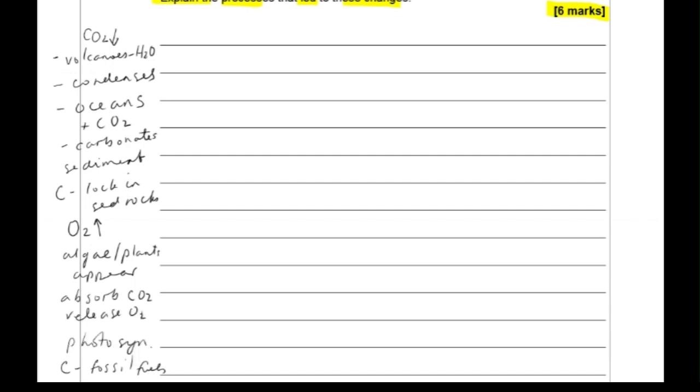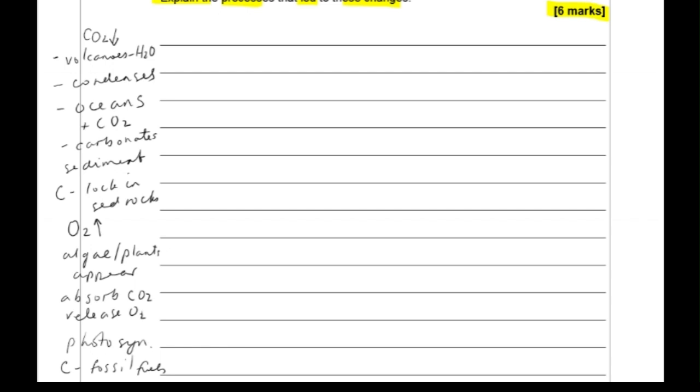And this is because of volcanic action. Volcanoes produce water, steam, gas. The gas condenses, it forms oceans, and then the carbon dioxide dissolves into those oceans. It forms carbonates, which form sediment, and then this carbon is locked up in sedimentary rocks.